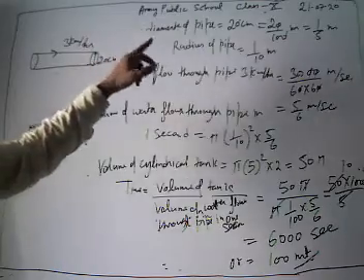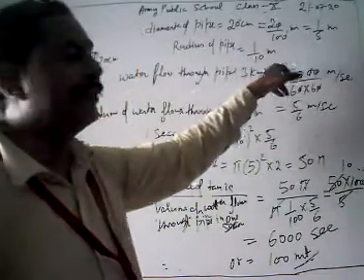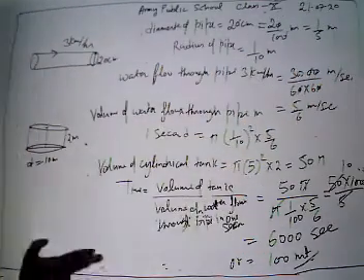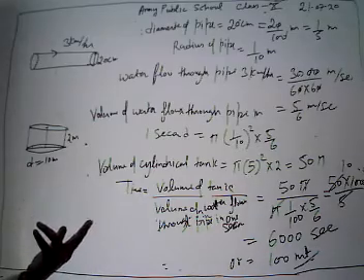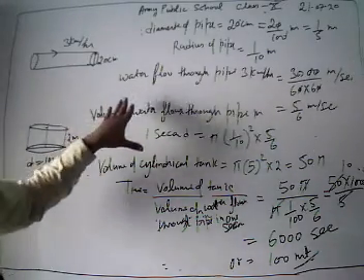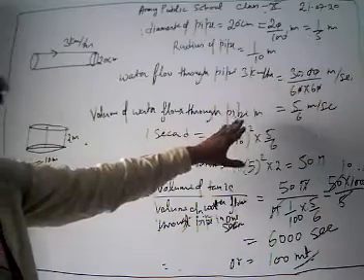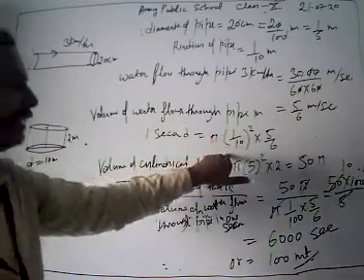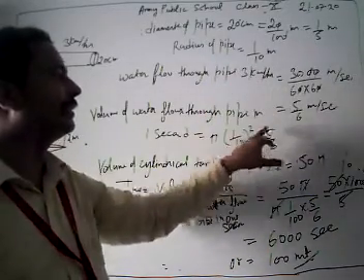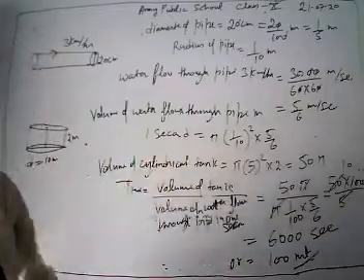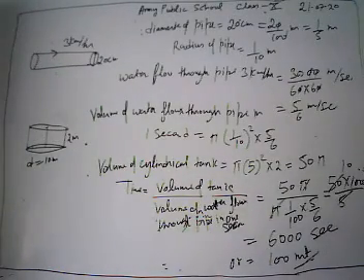We have a diameter of 20 centimeter, converting to meter, 1 by 5 meter. Then the radius is 1 by 10 meter. Now the volume of water that flows through the pipe in 1 second is given by pi r square h, where r is 1 by 10 and h is 5 by 6.